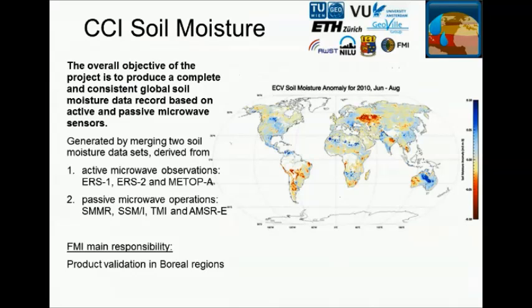I will go on to the CCI Soil Moisture project. Basically, it's a project which started a couple of years ago. They have an objective to produce a complete, consistent global soil moisture data record based on active and passive microwave sensors. So they use the ESA ERS-1 and ERS-2 sensors, in conjunction with METOP-A for active observations, and using the passive microwave coarse resolution data, they are able to go back to the early 80s. This is something that FMI is participating in, validating the datasets in the boreal forest regions.